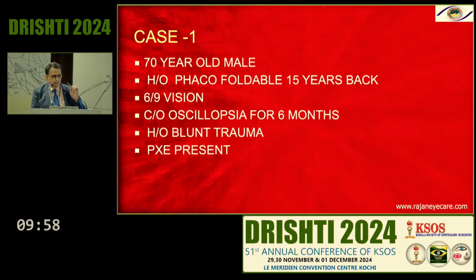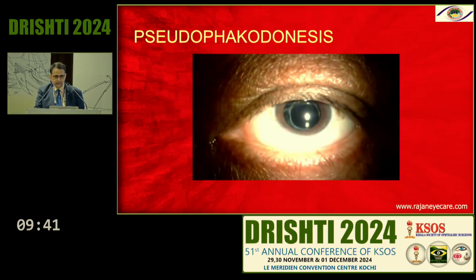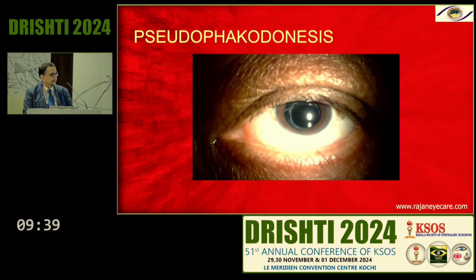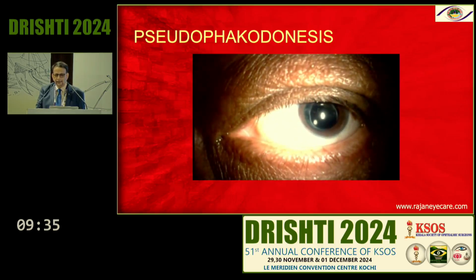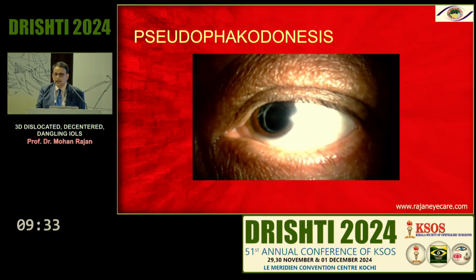This is a 70-year-old male. I'll give you some case scenarios. Phaco-foldable 15 years back, 6/9 vision, and complaints of oscillopsia. Oscillopsia, as if everything is moving, as if he has taken a couple of pegs of whiskey, okay, and history of blunt trauma and there is pseudo-exfoliation. You can see how it is moving around in the eye. Though he had 6/9 vision, he was not very happy. You can see a lot of pseudophacodonesis. And it was a multi-piece lens which we implanted a long time back.